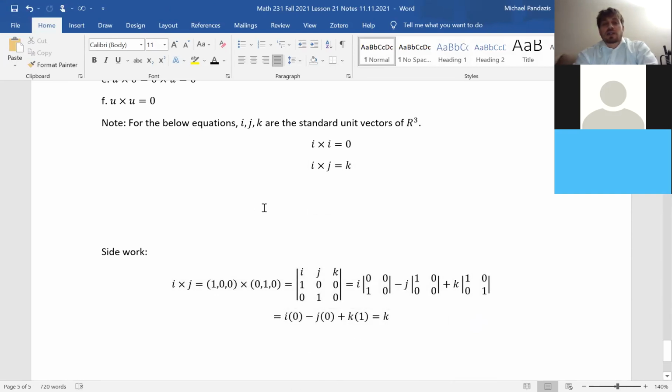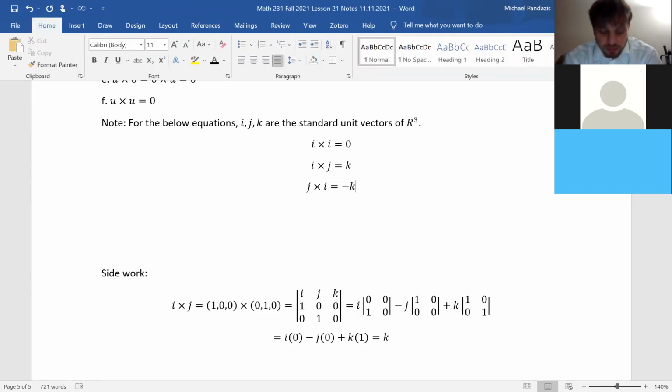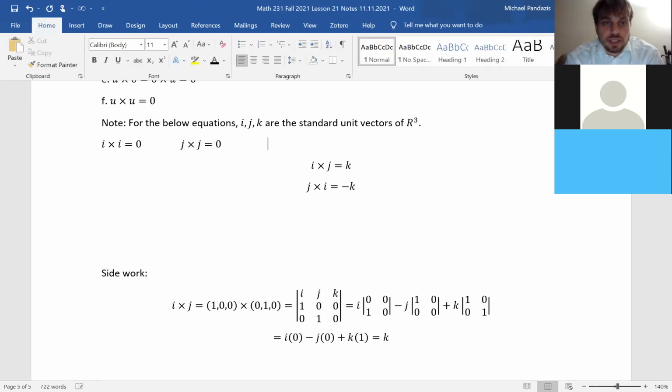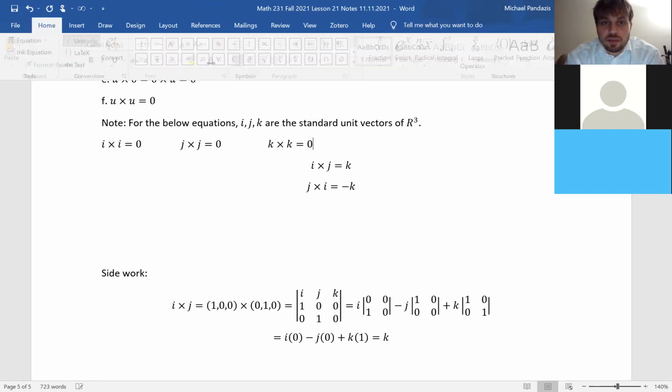Okay, so just by calculating cross products, when you do i cross j, you'll get k. And then you can do the same thing for these other ones I'm going to write down. So j cross i is equal to negative k. j cross j is equal to 0. Same reason. If you take k cross k, it equals 0.